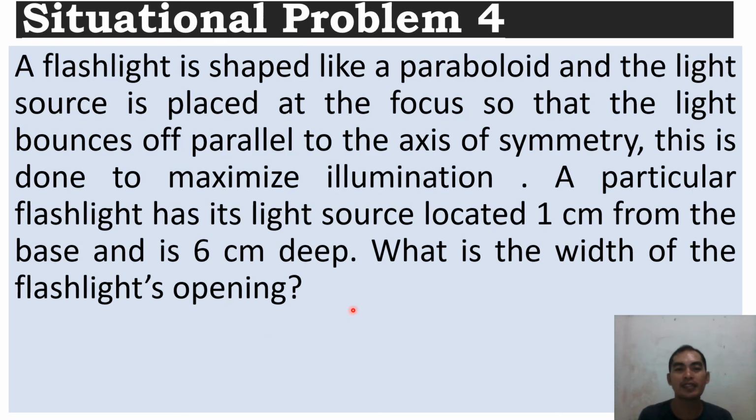Okay, another, last, situational problem number 4. A flashlight is shaped like a paraboloid and the light source is placed at the focus so that the light bounces off parallel to the axis of symmetry. This is done to maximize illumination. A particular flashlight has its light source located 1 cm from the base and is 6 cm deep. What is the width of the flashlight's opening?